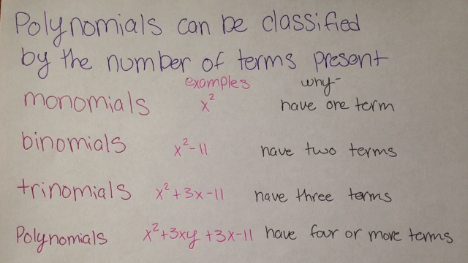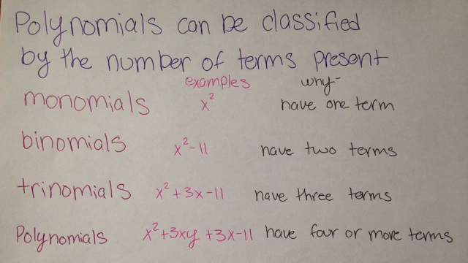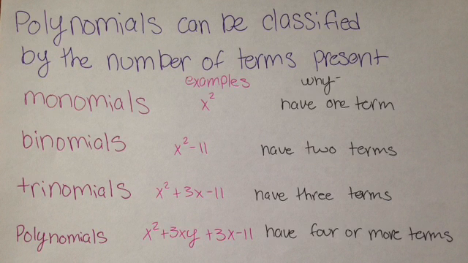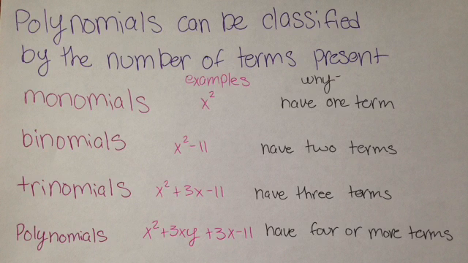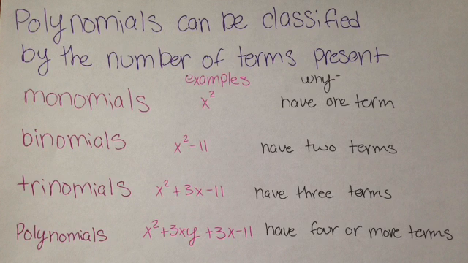An example of a monomial is x squared. An example of a binomial would be x squared minus 11. An example of a trinomial is x squared plus 3x minus 11. An example of a polynomial would be x squared plus 3xy plus 3x minus 11.